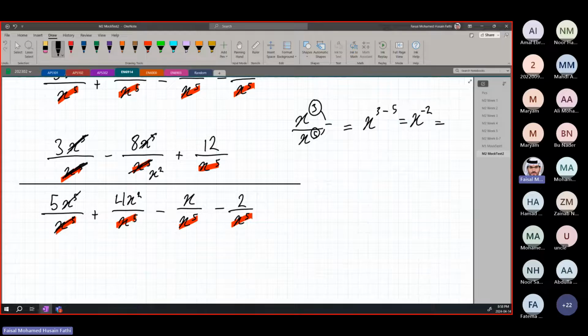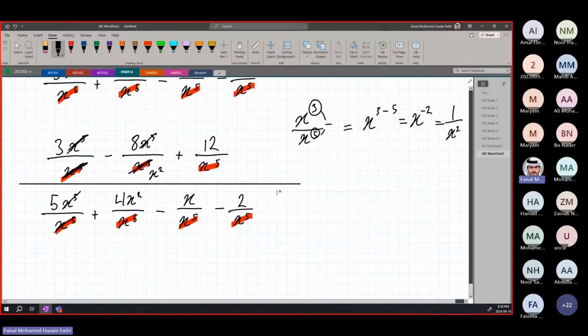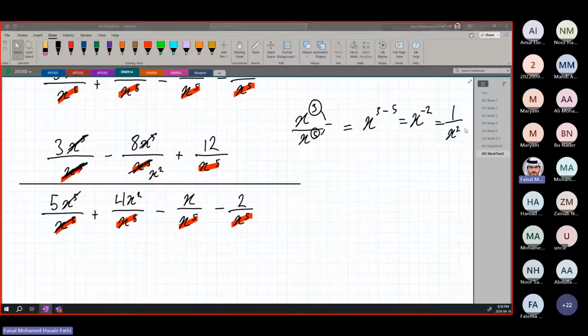When you have minus, this means it's 1 over x squared. I'm not going to explain all of this. This is basic math, from Math 1 and from foundation. You guys should already know this. But this is how I cancel, and this is how I'll do it for everything else.